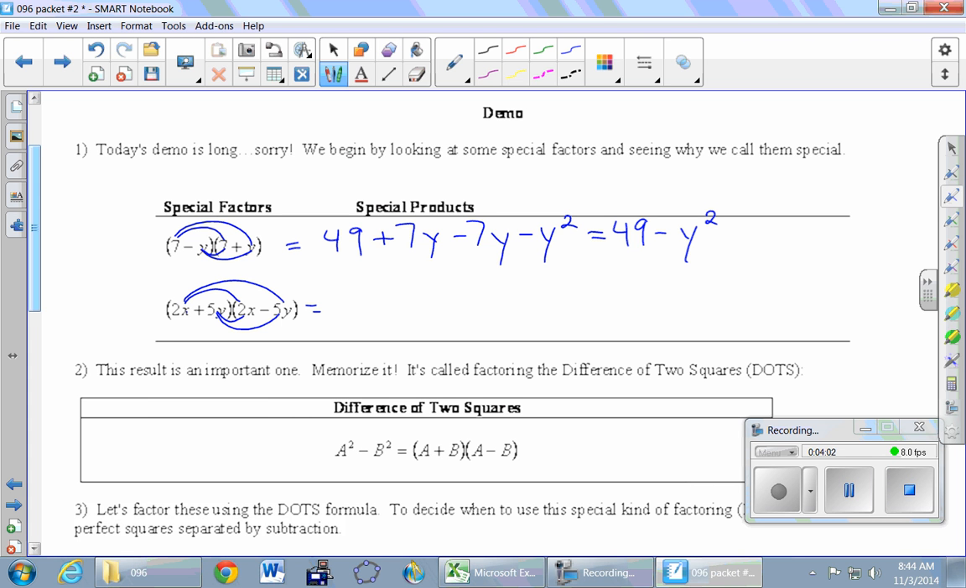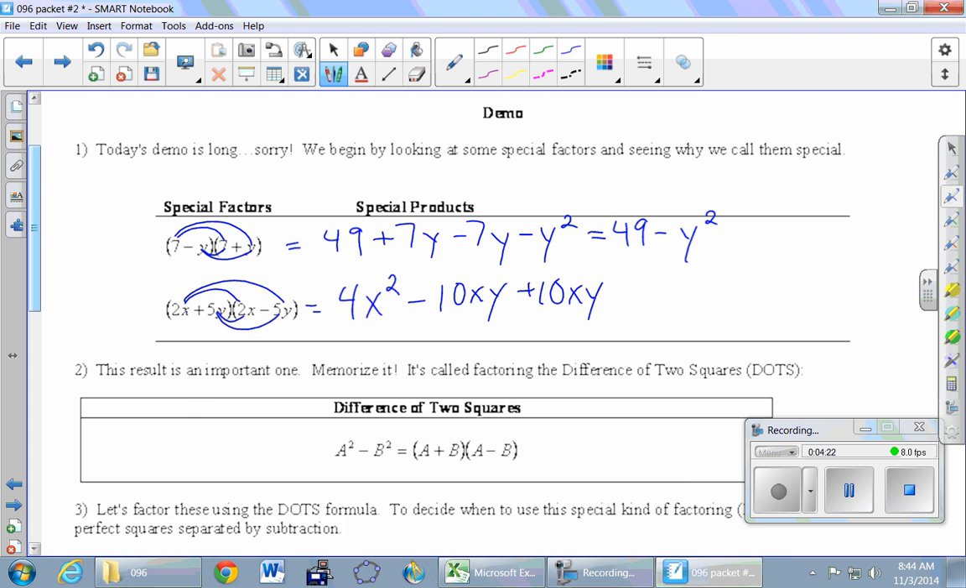So 2x times 2x is 4x squared. Outers: 2x times negative 5y, negative 10xy. Inners is a positive 10xy. That's the canceling that we'll see.